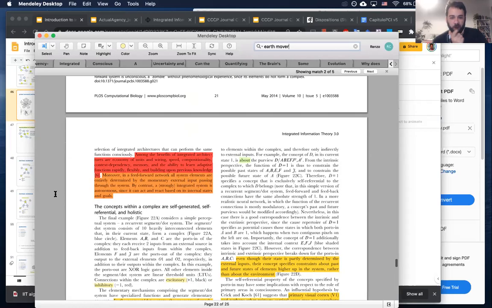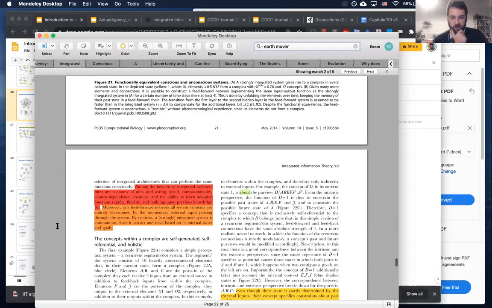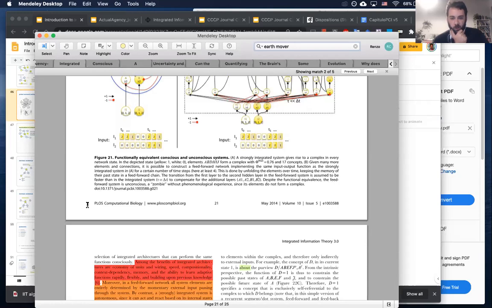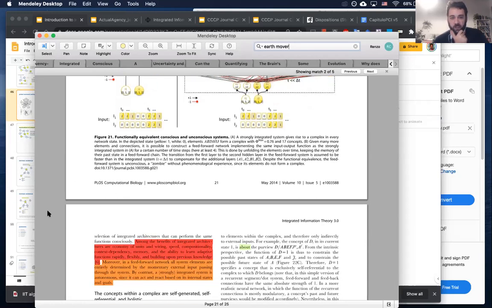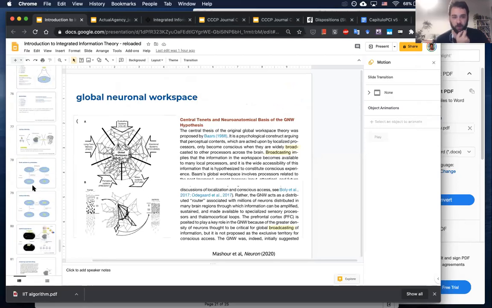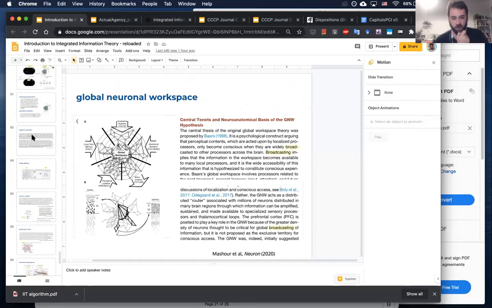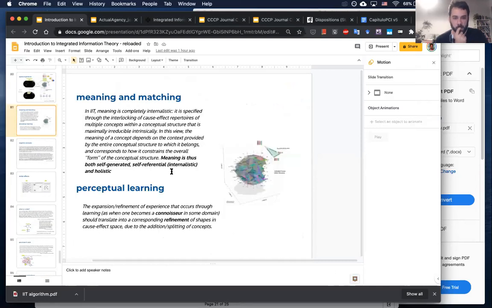Yeah, the part I remember is this part here: self-generated, self-referential, and holistic, right? So you would need these three properties to have something which is integrated and has an intrinsic view, in opposition to the zombie version.